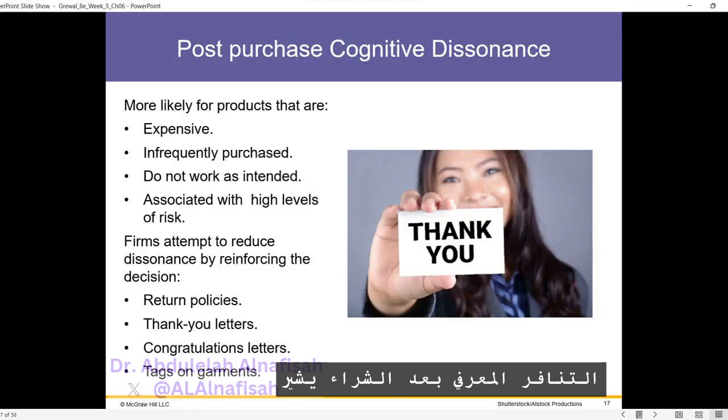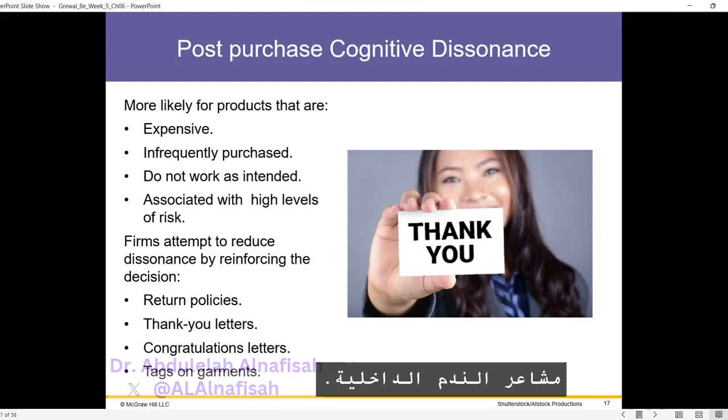Post-purchase cognitive dissonance refers to the internal conflict or unease that a consumer experiences after making a purchase. It arises when there is a perceived inconsistency between the buyer's beliefs or expectations and the actual purchase decision. This dissonance is more likely to occur for products that are expensive, purchased infrequently, associated with high risk, or do not work as intended.